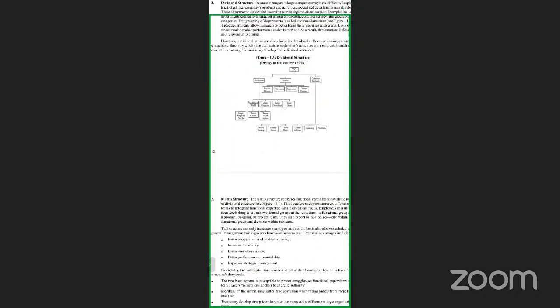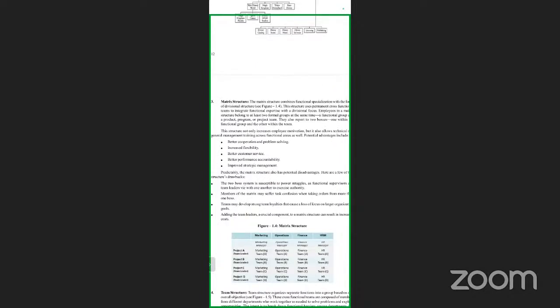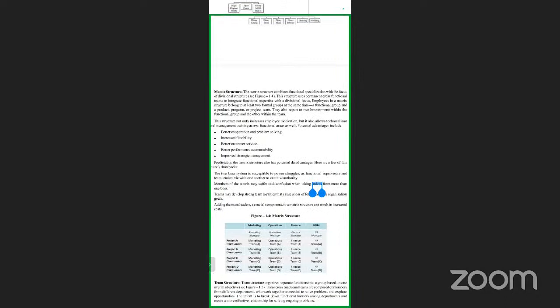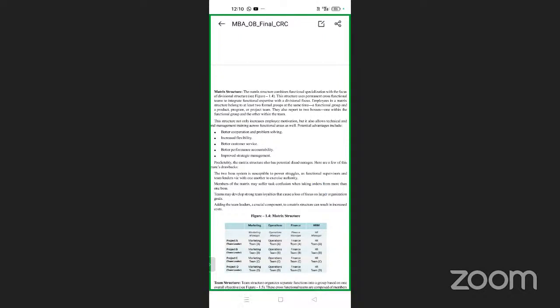We have matrix structure. Matrix structure combines functional specialization with the focus of divisional structure. This structure uses permanent cross-functional teams to integrate functional expertise. A group, or a product program, or a project team. There are two bases: one within the functional group and the other within the team.